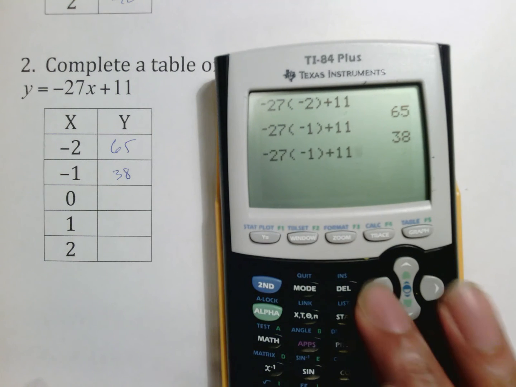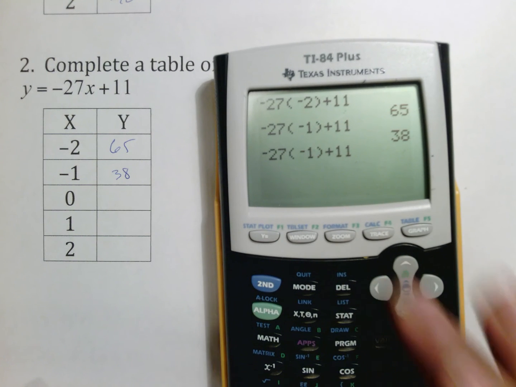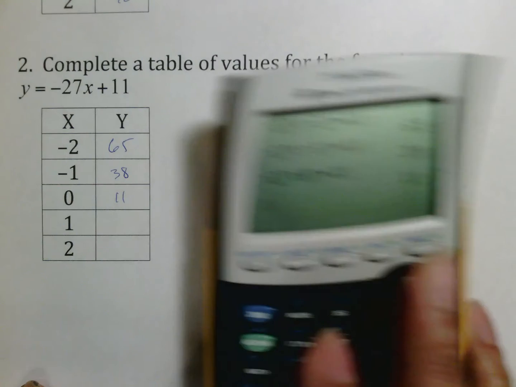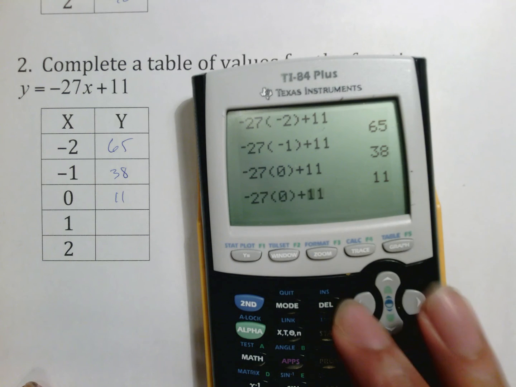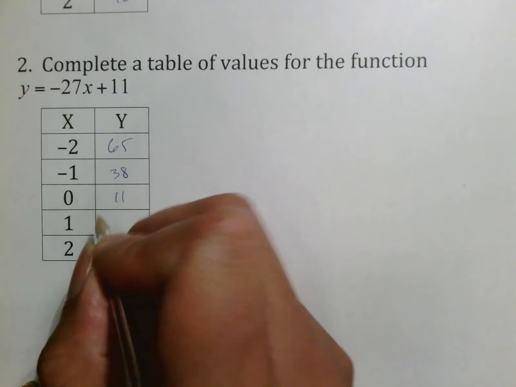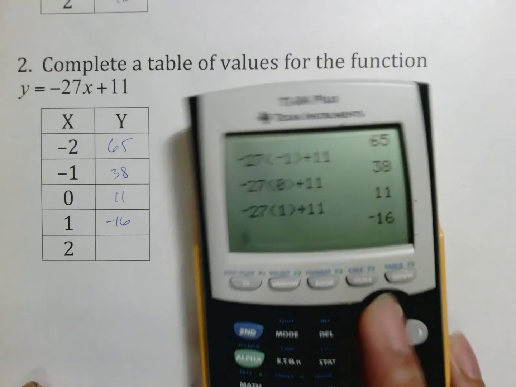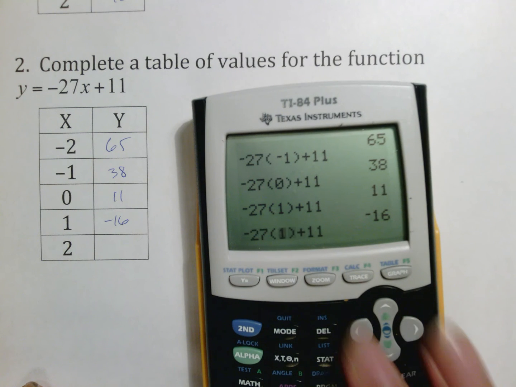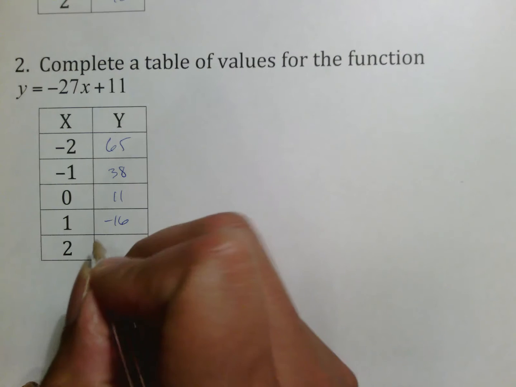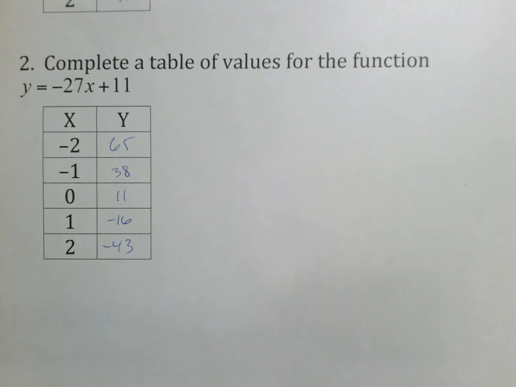Go back, second enter. Again, after a while it gets boring, but at least it's boring enough to where you don't have to do a lot of extra typing. You get 11 next. Second enter, turn this into a 1, you get -16. Second enter, turn this into a 2, and you get -43. One more example before we get ready to go.